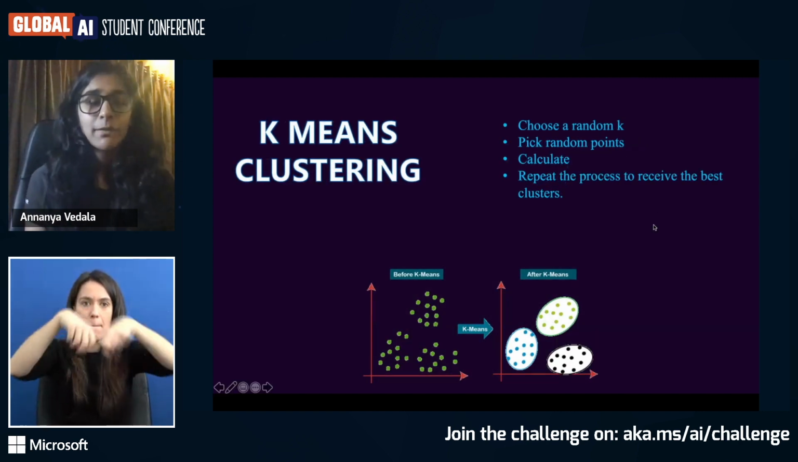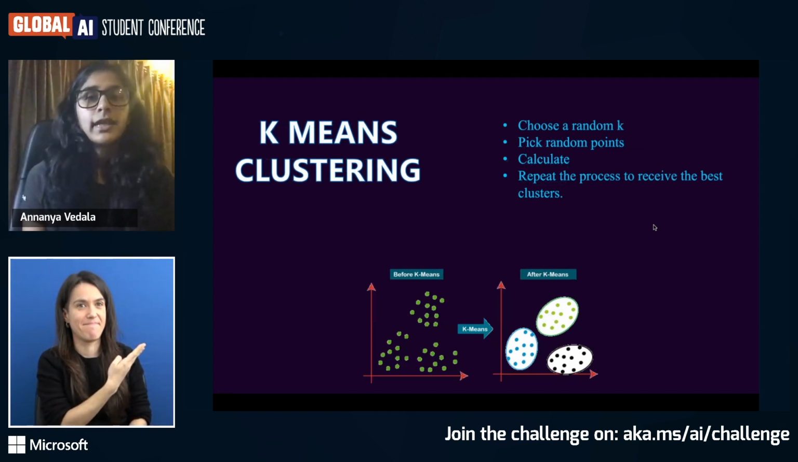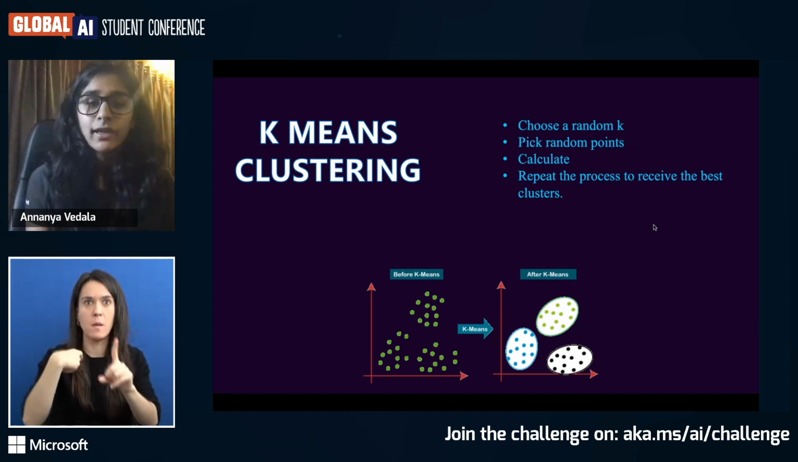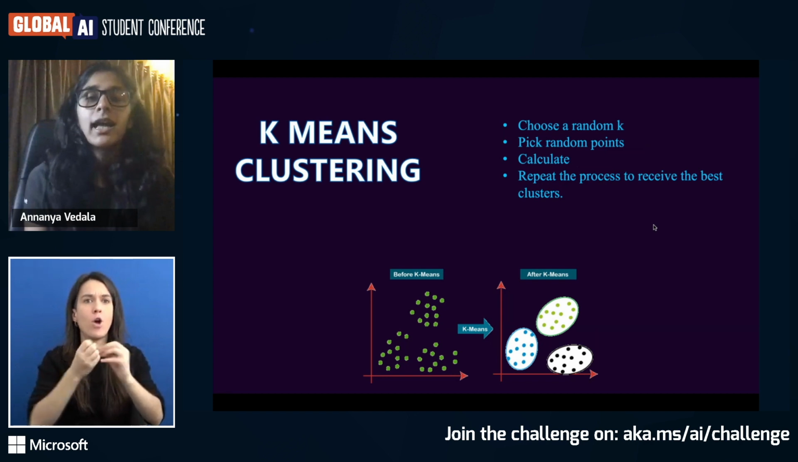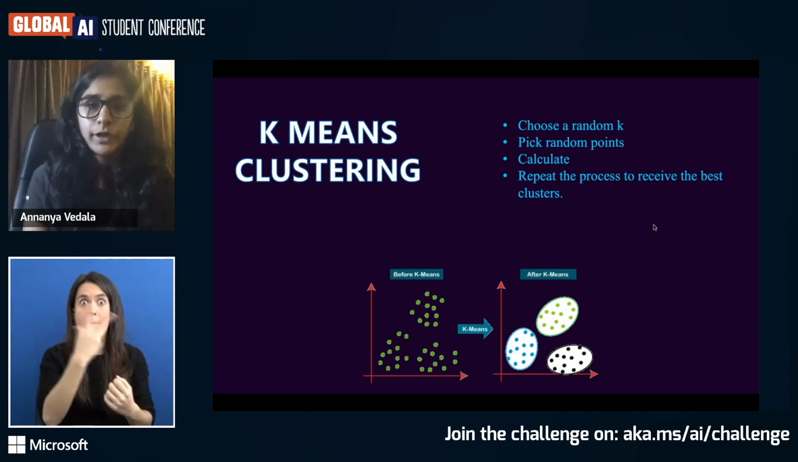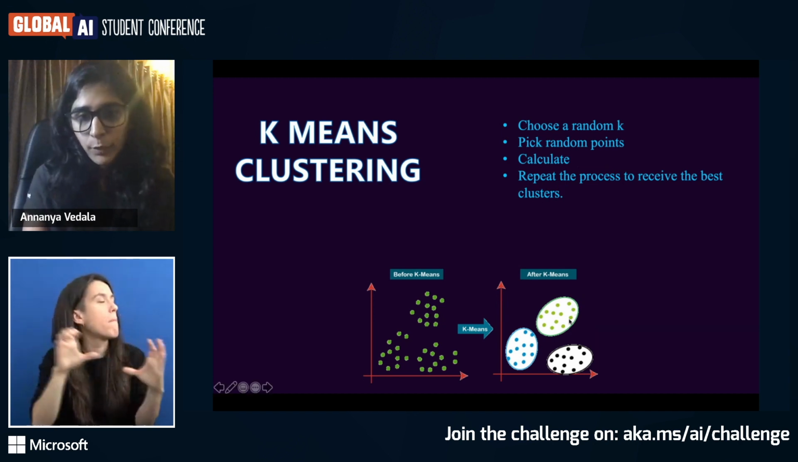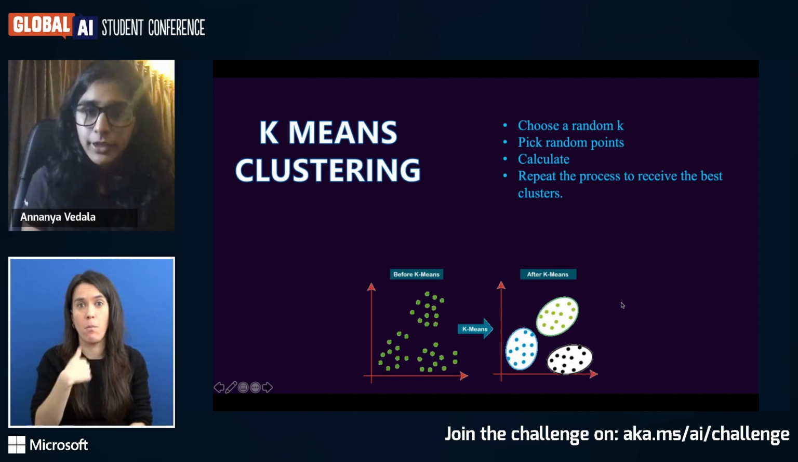Now coming to K-means clustering. This is your unsupervised learning. So I'll tell you how this works. You choose a random K. In this case, your K is the number of clusters that you want. And what the model does is that it picks out 3 very random points. Now the points can probably just be 3 of these points right here, or it can be any random 3 points. That's the first step.